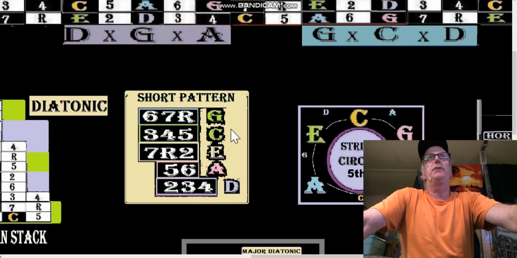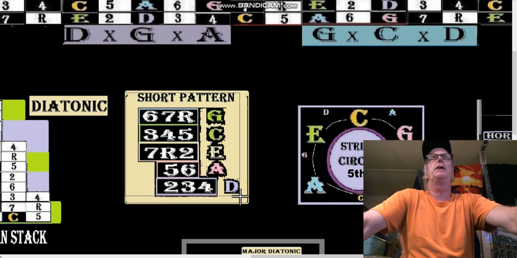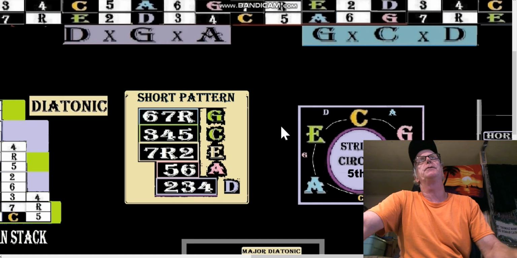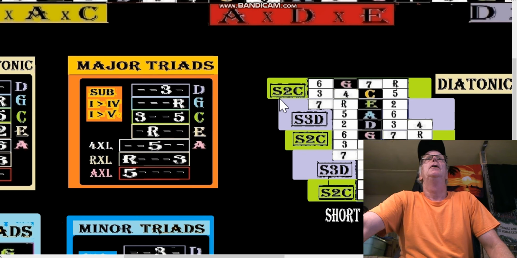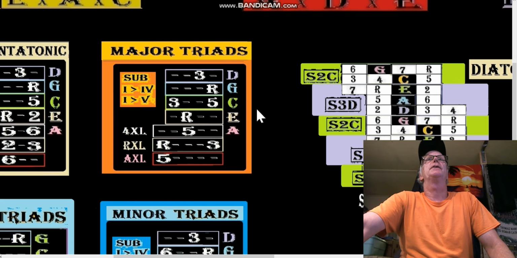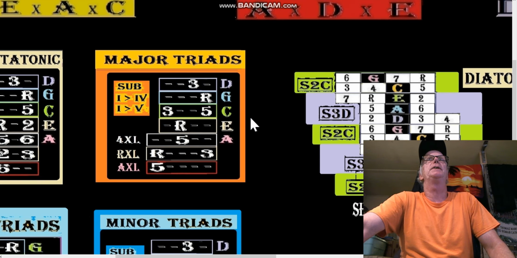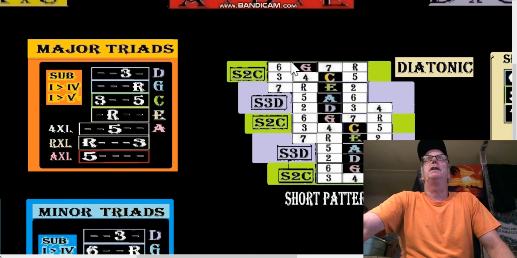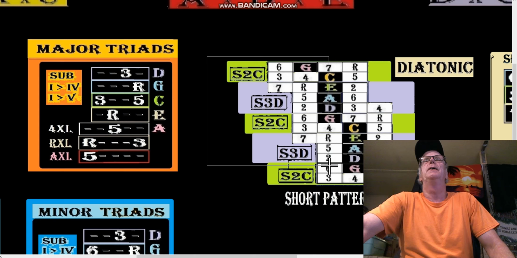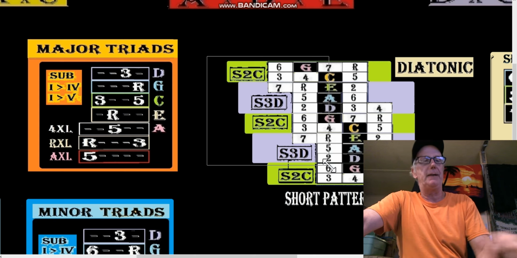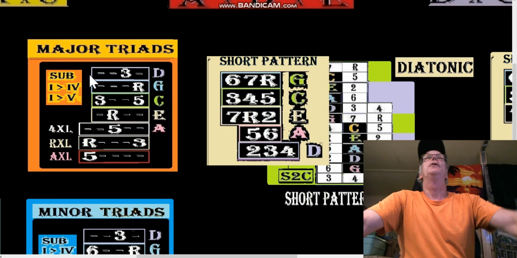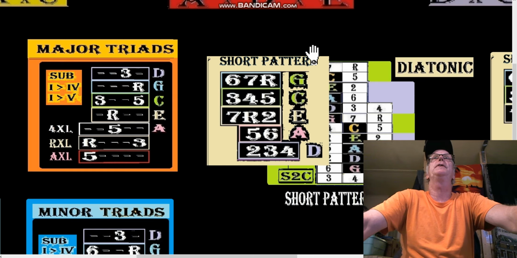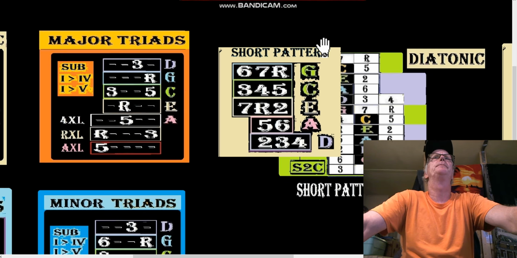Okay, so as far as shape stacking is concerned, this is the short pattern. We might want to keep this nearby, but we're looking at major triads here, okay? And in the other pattern, I did show the short pattern. So we've seen a lot of this in my classes, so we can get in front of that for now. If we have to refer to it, we'll refer to the diatonic of the short pattern.